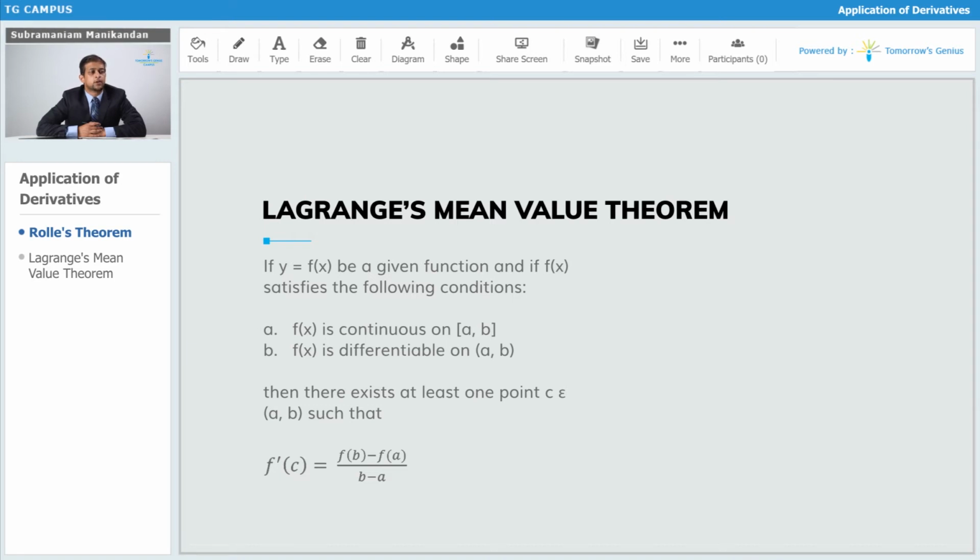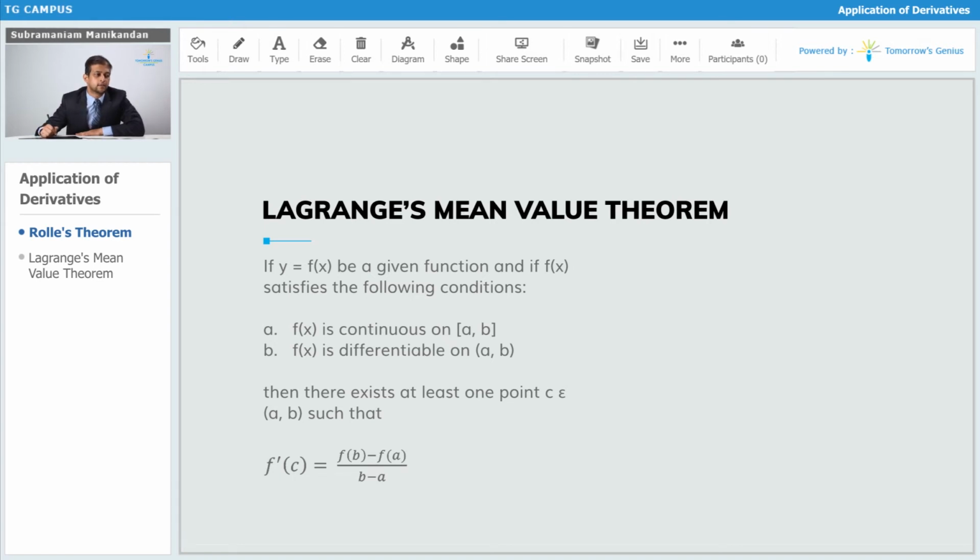If y = f(x) is a given function such that f(x) is continuous on the closed interval [a, b] and f(x) is differentiable on the open interval (a, b), then there exists some point c somewhere between a and b such that f'(c) = (f(b) - f(a)) / (b - a).